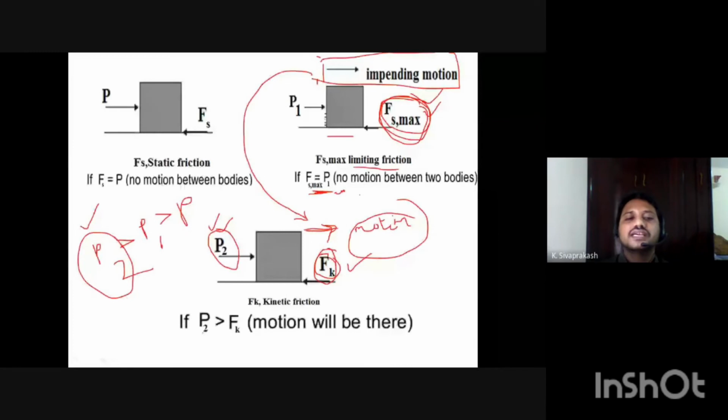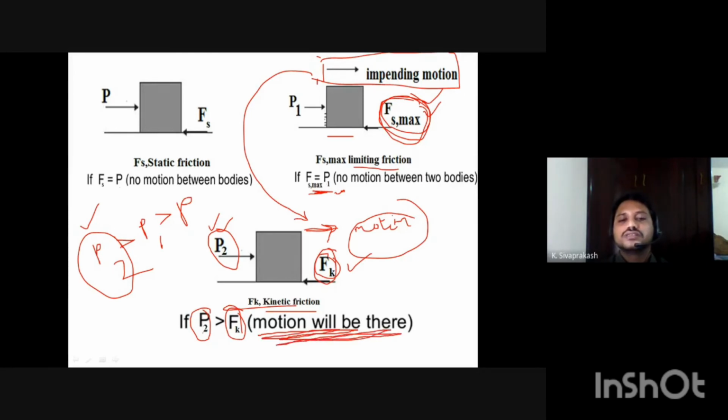In that case, P2 is greater than Fk. Fk means kinetic friction, also called dynamic friction. I explained already: kinetic or dynamic friction is the frictional force developed when the bodies are in motion. In that case, the frictional value is less than the external force, so there will be motion.